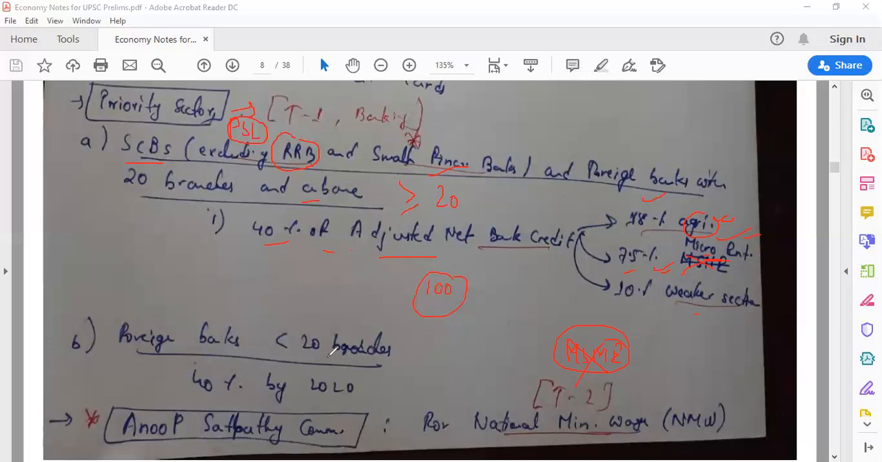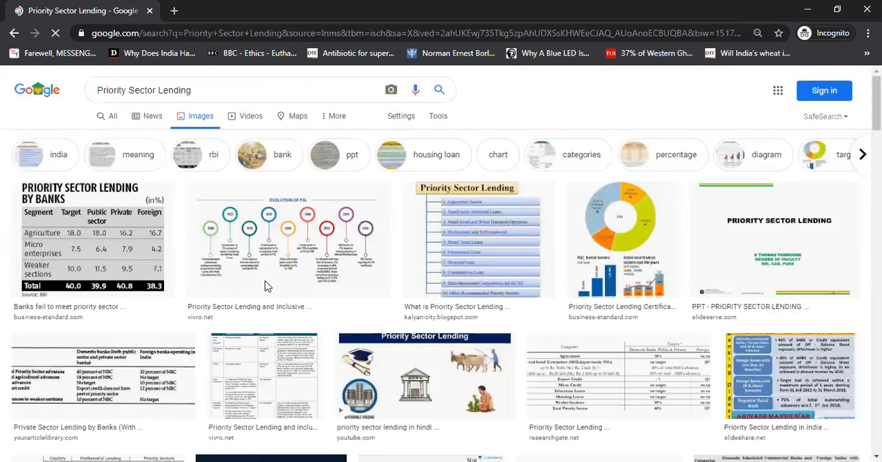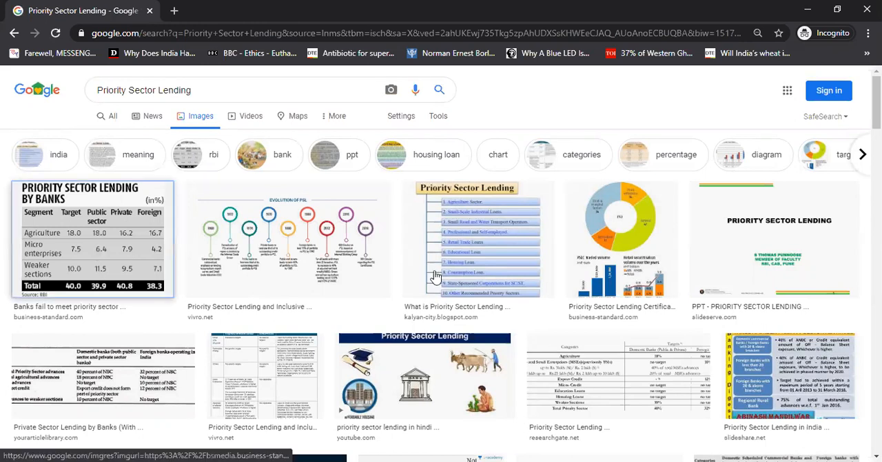Now, foreign banks with less than 20 branches have to fulfill this 40% criteria by 2020. Now, let's see certain figures. There was one article which said that most of the banks failed to fulfill their PSL criteria. In some criteria they exceeded the lending rate, or exceeded what they had to give, but in other areas they failed. Just a second, you will be able to see what I want to show you, because when you see certain data, it becomes easier.